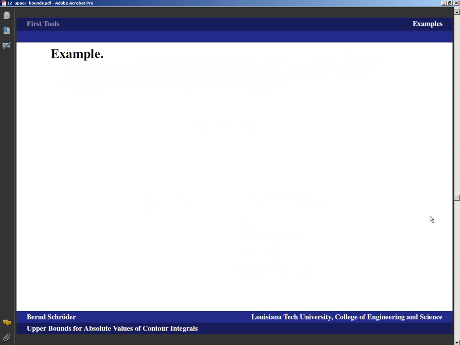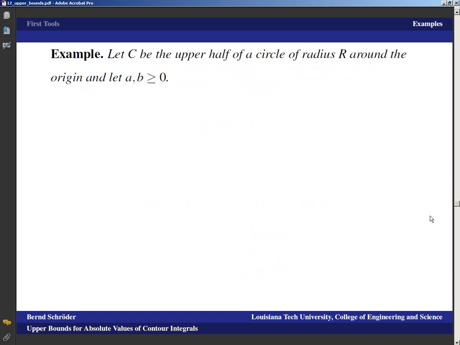Okay, that looks pretty abstract. Let's take a look at some examples. Take the upper half of a circle of radius r around the origin, and let a and b be greater than or equal to 0. We want to show that the absolute value of the integral over this contour of (e^(iaz) minus e^(ibz)) divided by z squared dz is smaller or equal than 2 pi over r.